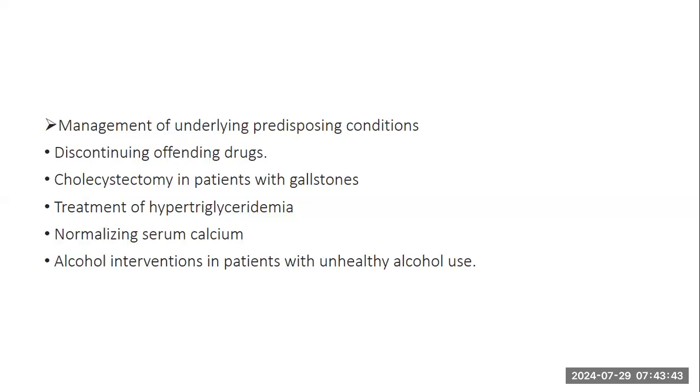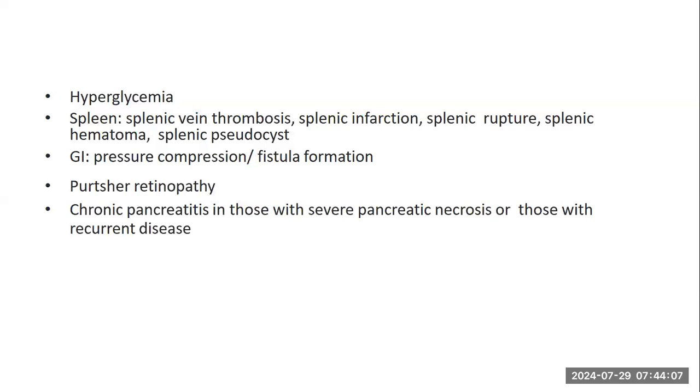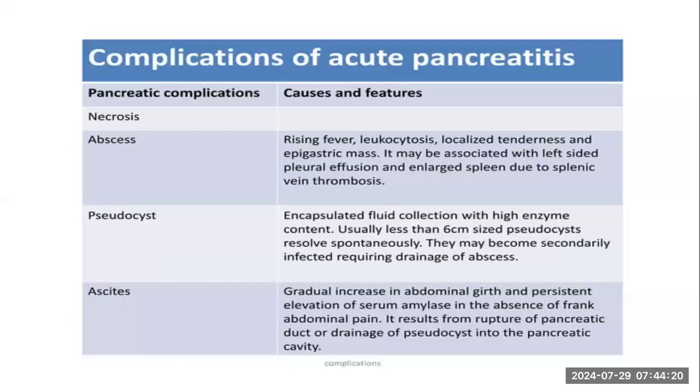Then it's also good to manage the underlying predisposing condition, such as discontinuing the offending drugs, cholecystectomy in patients with gallstones, treatment of hypertriglyceridemia, normalizing the serum calcium, and alcohol intervention where there is an unhealthy use of alcohol. These are some complications that could be found in these patients. Also, hyperglycemia, retinopathy, and lastly, chronic pancreatitis could be a complication. This table just tries to explain why some of these complications come about. This is still a continuation.